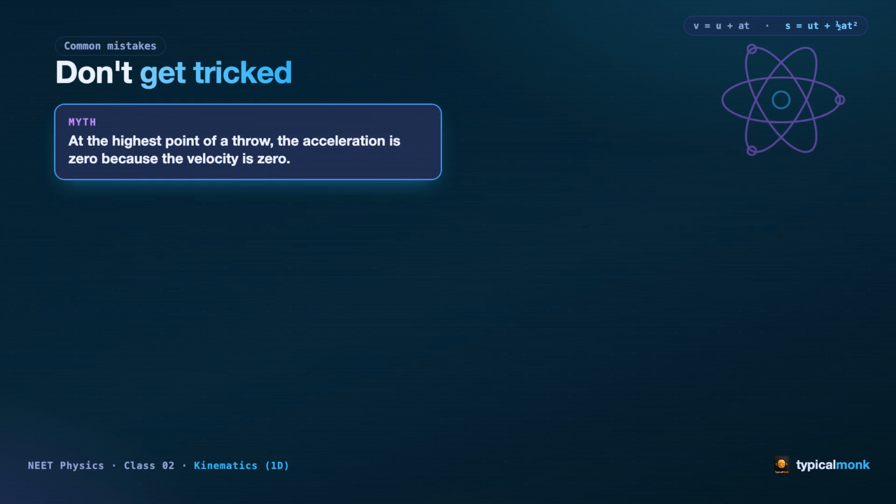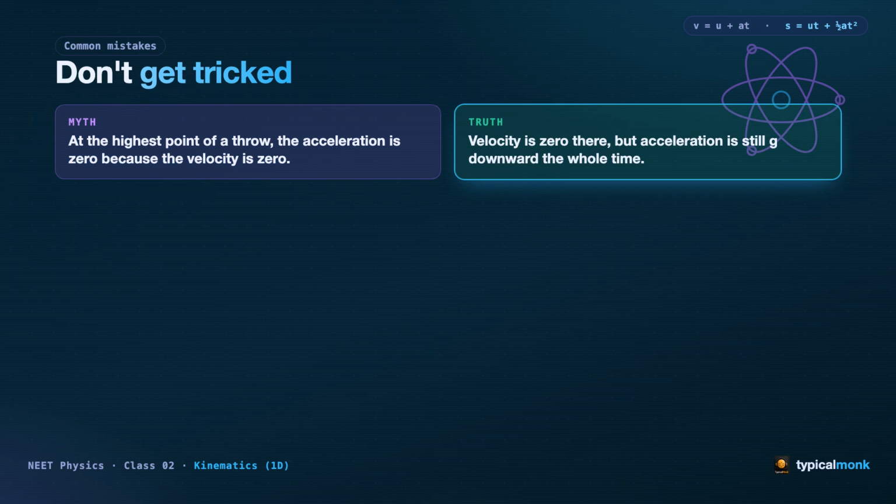Now let me save you some marks. Two myths that trap thousands of students every year. Myth 1. At the highest point of a throw, the acceleration is zero because the velocity is zero. It feels so natural. Nothing is moving, so nothing is accelerating, no? Arjun believed this for months. But here is the truth. The velocity is zero at the top, but the acceleration is still g pointing downward the entire time. Gravity never pauses, not even for that one still instant.